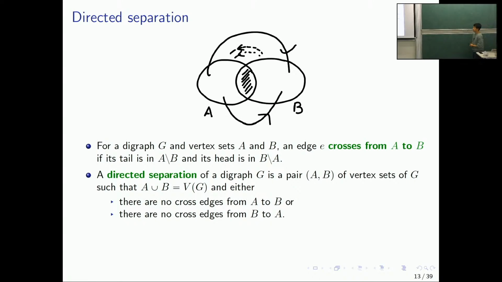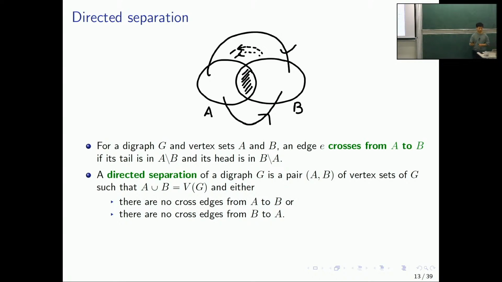We start with the directed separation. For a digraph, we also think about pairs of vertices A and B. But first, we define that an edge crosses from A to B if its tail is in A minus B and its head is in B minus A. So the black edge on the picture: the tail is in A minus B and the head is in B minus A. Whenever you have such an edge, we say that this edge crosses from A to B.